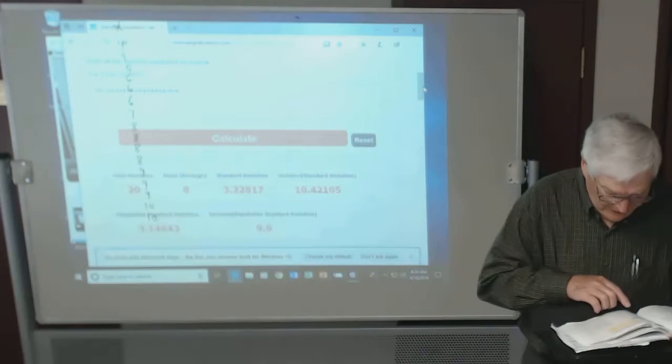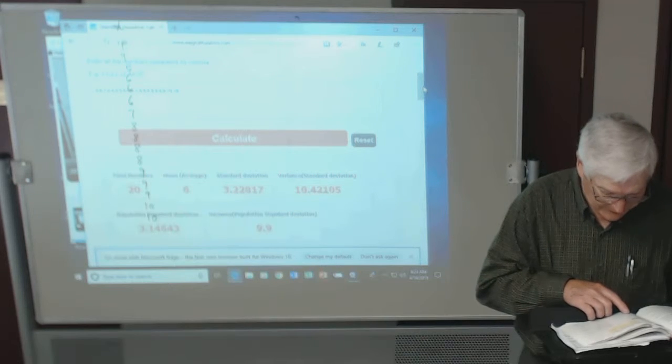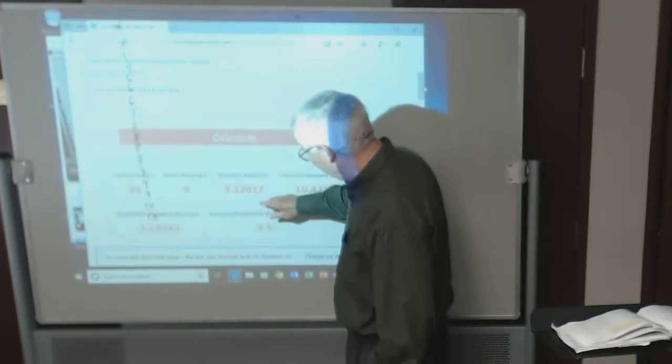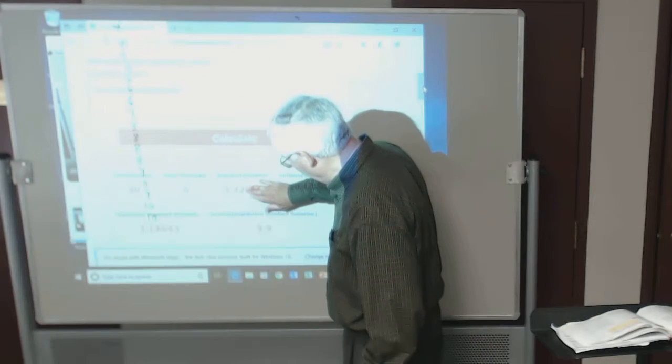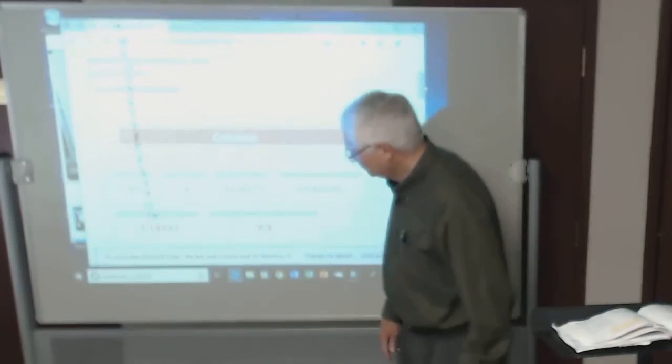And then D: calculate the standard deviation to the nearest hundredth. Standard deviation to the nearest hundredth would be what? 3.23, because this is an 8.